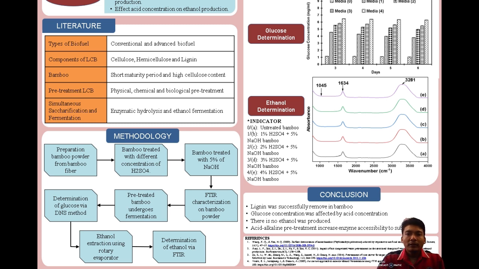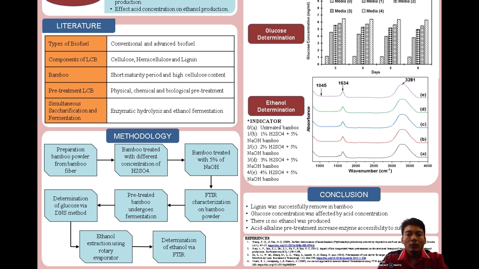For the methodology of this study, the step-by-step procedure was arranged according to the objectives of this study. First, Bambusa Wray culm was processed in the fiber extraction machine. Then, the fiber obtained was processed in the planetary ball mill to produce a bamboo powder.